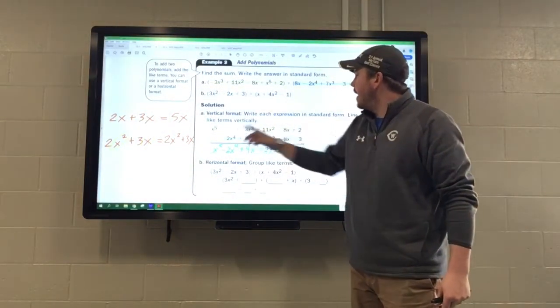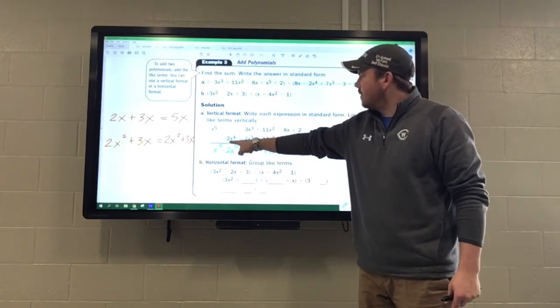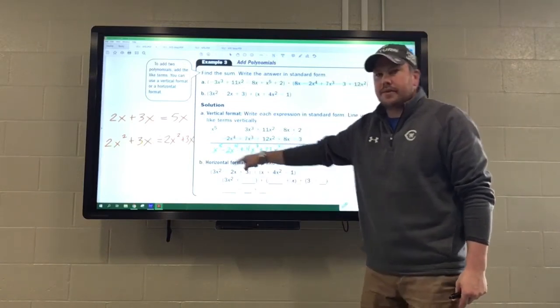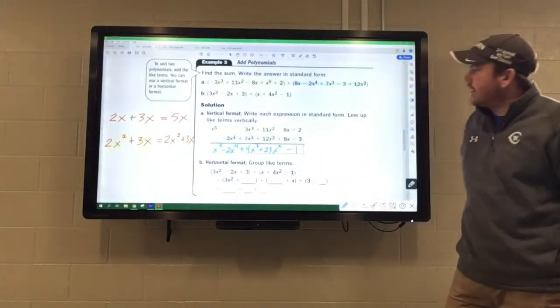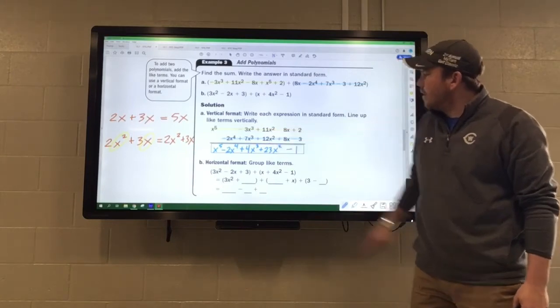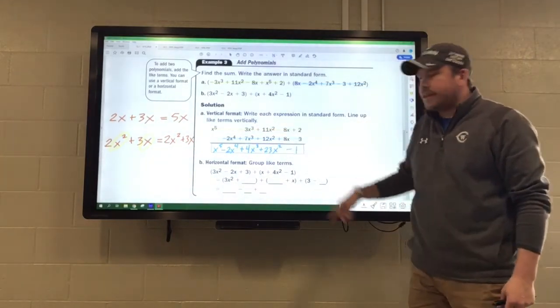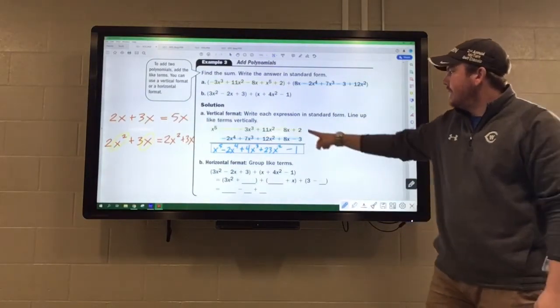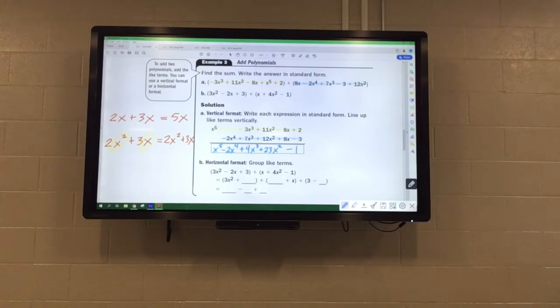X to the fifth combines with nothing else, so we're just left with x to the fifth. Negative 2x to the fourth combines with nothing else, so we're left with just negative 2x to the fourth. Negative 3x cubed combines with 7x cubed to give us 4x cubed. 11x squared combines with 12x squared to give us 23x squared. Negative 8x plus 8x cancels out. And 2 combines with a negative 3 to give us a negative 1. That's the vertical method.